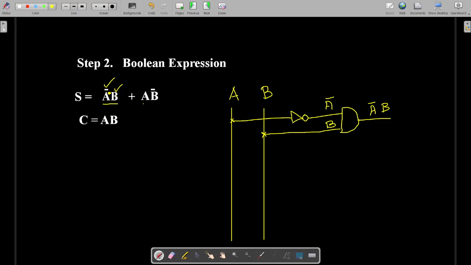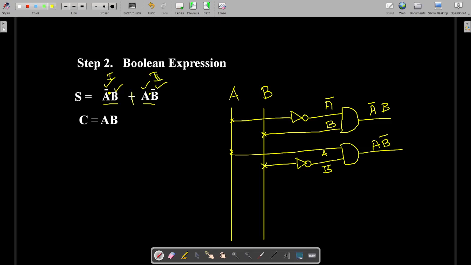After that you have the second term. The second term is A and B bar. So you take this A and then you take this B bar. B bar means you have to go for the inverter, so this is B bar. This one is A, and both are connected together using this AND gate. So this represents your A B bar. After that, the first term and the second term are connected using this plus sign. The plus sign represents the OR gate, so we are going for this OR gate.